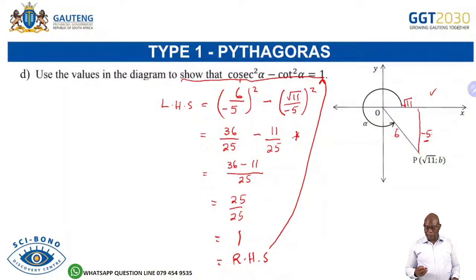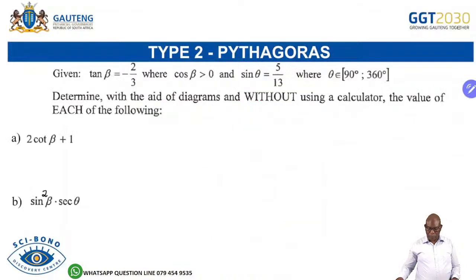Okay, right, now that's type 1. Type 1, the sketch was given, no problem with the sketch given. Type 2 is when the sketch is not given, you must draw your own sketch. So they say with the aid of a diagram. You see, that means you must draw your own diagram.